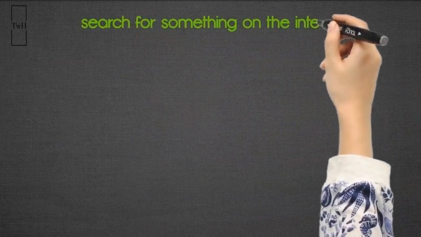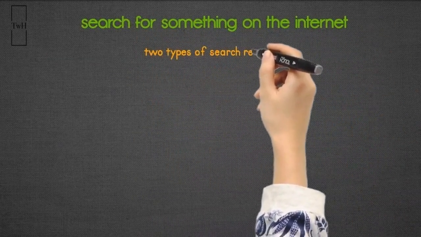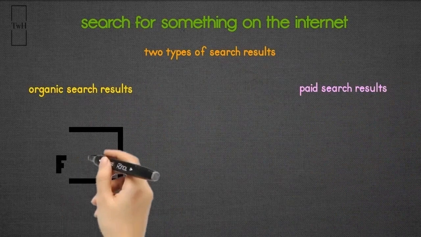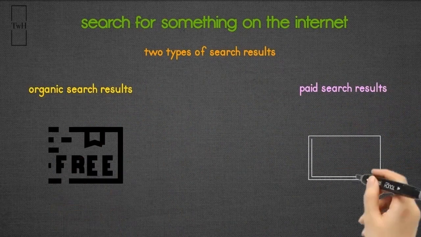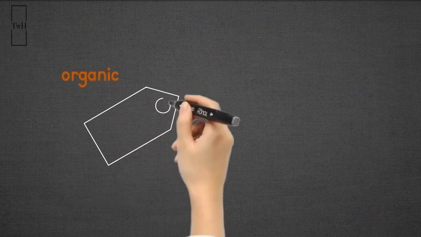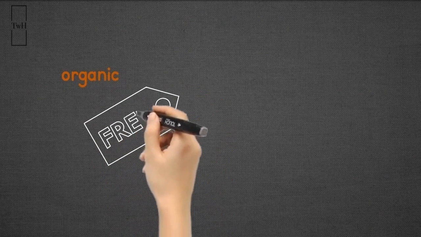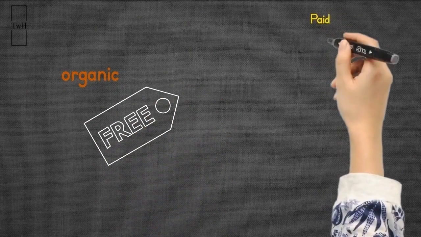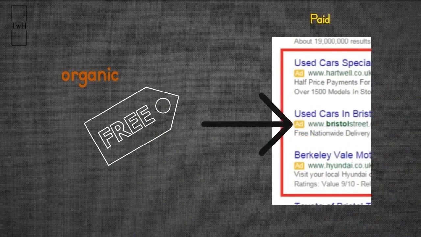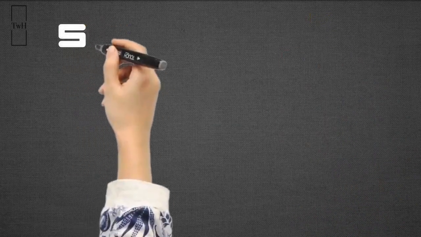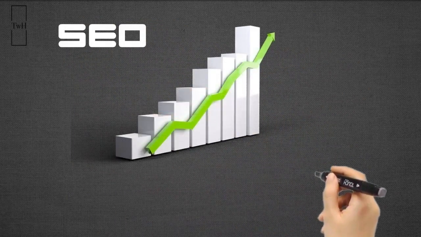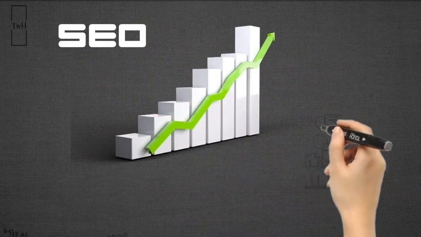So, when you search for something on the internet, you'll usually come across two types of search results: organic search results and paid search results. Alright, so let me break down the difference. Organic results are based on relevance and popularity, and they're not influenced by any payment or advertising. On the other hand, paid search results are the listings that appear at the top of the search results page, and they're usually marked as sponsored or ad. So now you will understand, SEO is the process to improve your website's visibility or ranking in search engines. The higher you rank, the more people will visit your page.